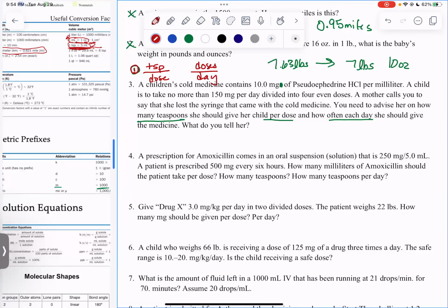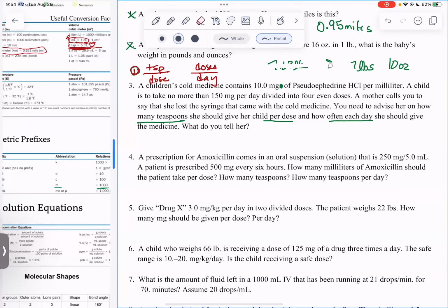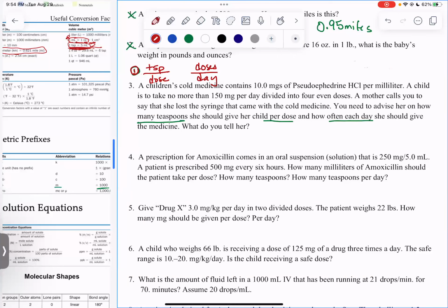Okay. Gosh, there's kind of a lot of information here. So start pulling out the things that you need to use. And I'll erase the things that are up here so that I have some room to list some information. Okay. So here's what I know. I have 10 milligrams of pseudoephedrine hydrochloride per milliliter. That's something that I know. A child is to take no more than 150 milligrams per day.